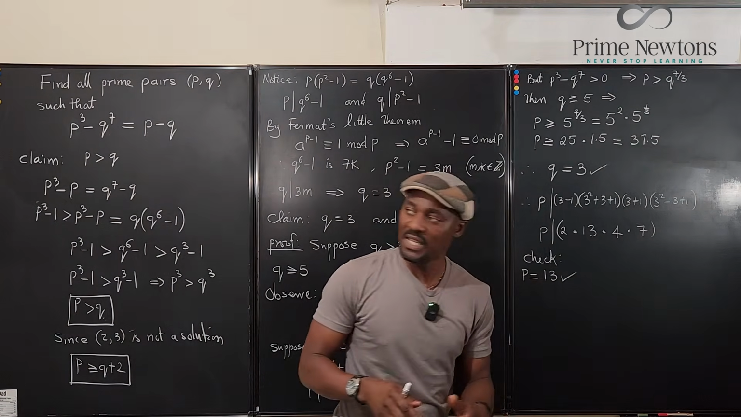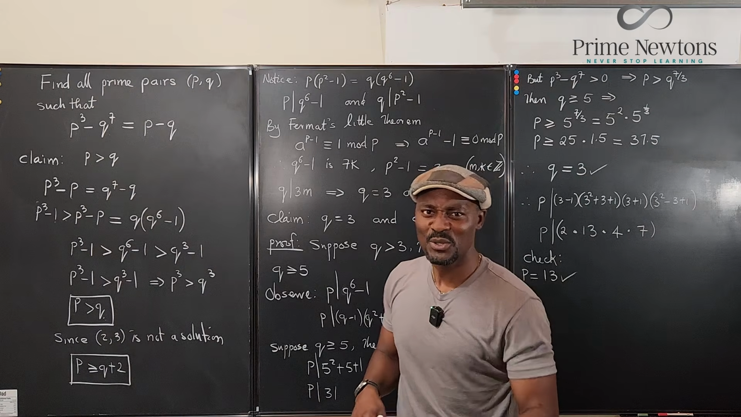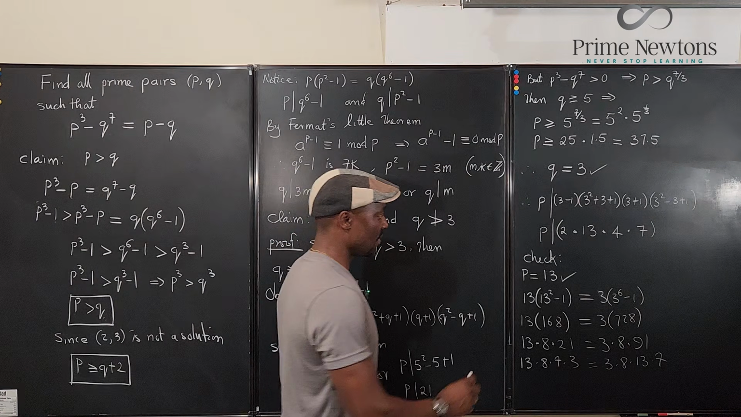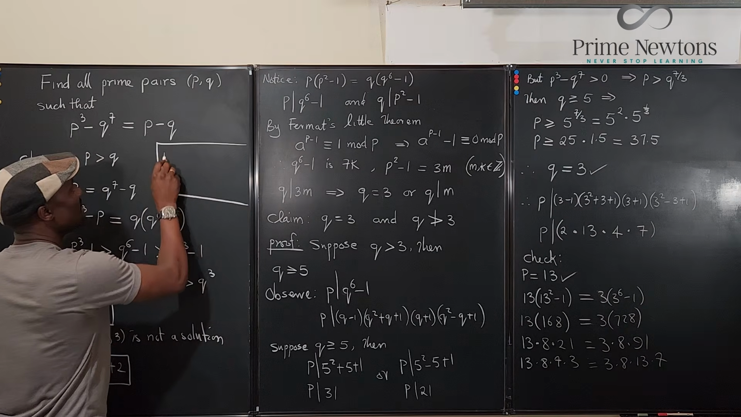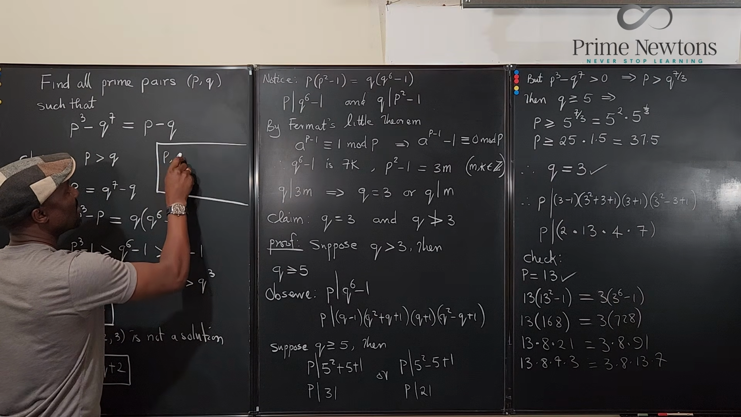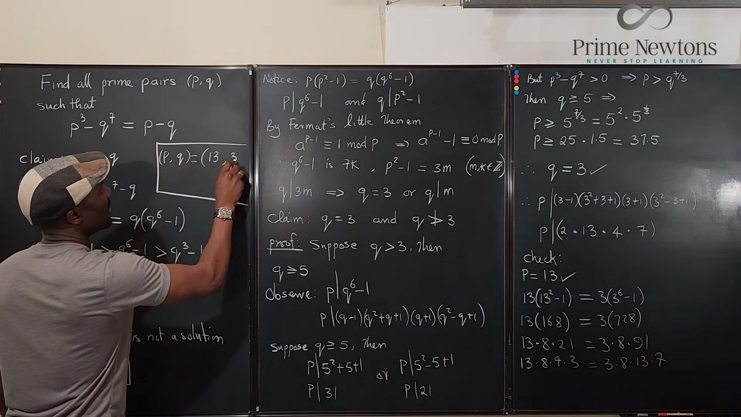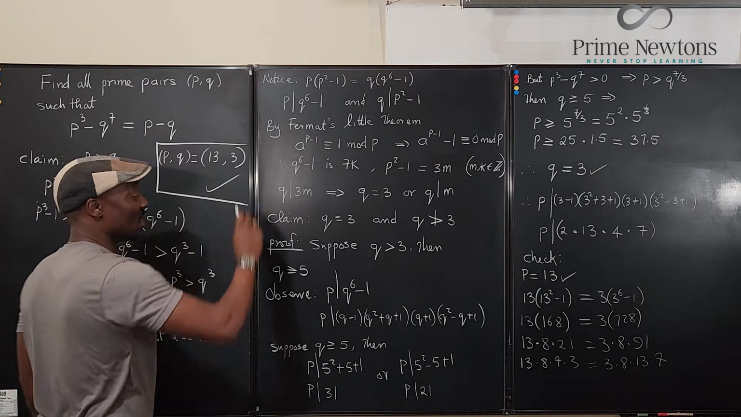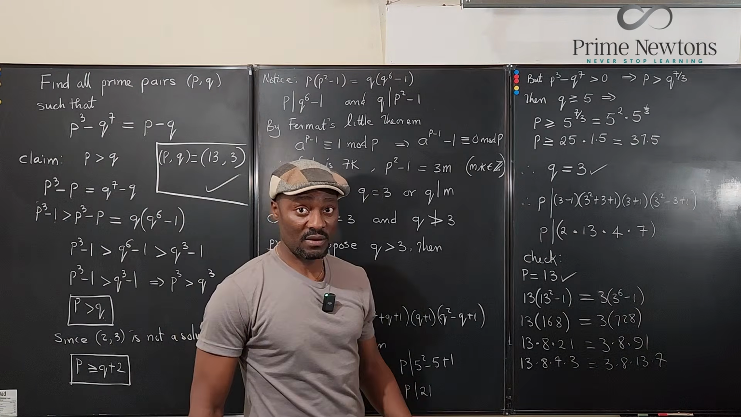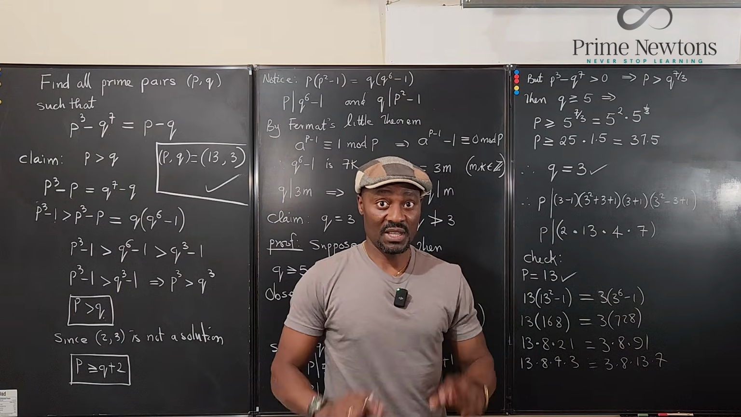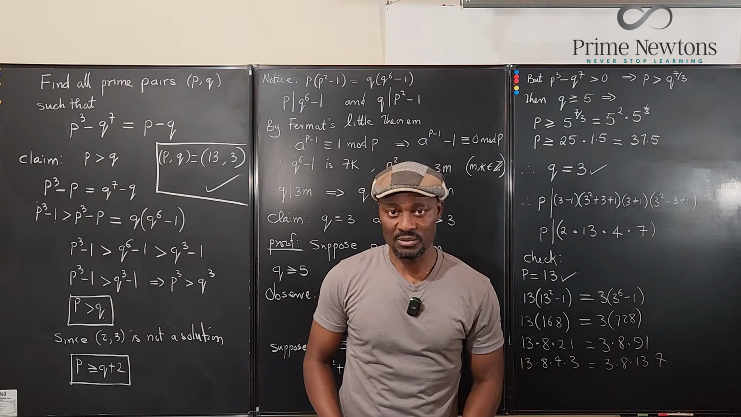So 7 is not valid. But for 13, when we cube 13, let me do my manipulation. p comma q equals 13 comma 3. That's the only solution because there are no other options for q, and because it's an equation, there are no other options for p.